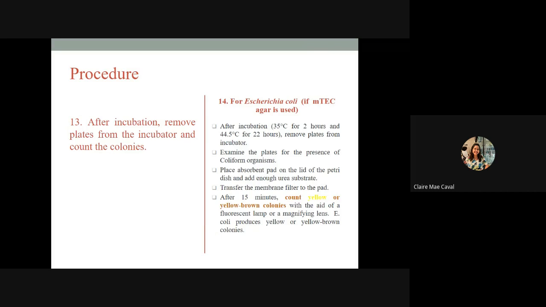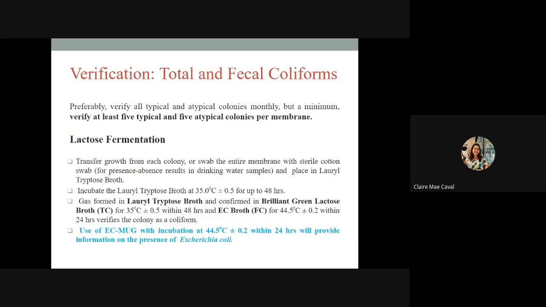Okay? And then you wait for 15 minutes, and after 15 minutes, you count the yellow or yellow-brown colonies with the aid of a fluorescent lamp or magnifying lens. E. coli class produces yellow or yellow-brown colonies. So this is how you verify total and fecal coliforms. I will not discuss further about this.